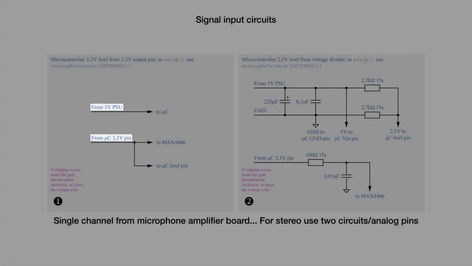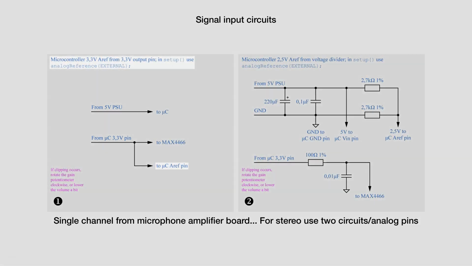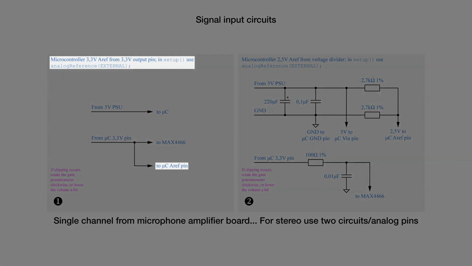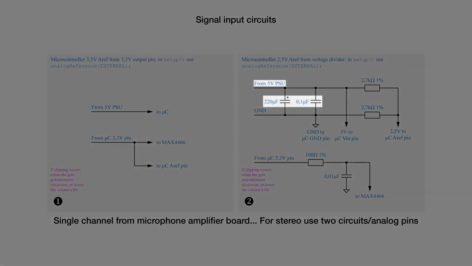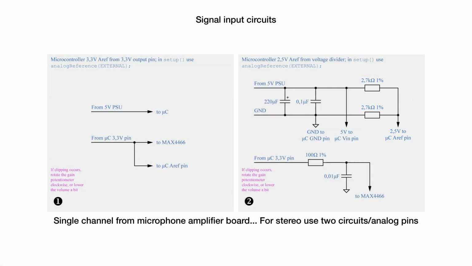3.3V output. We also wire the output to the analog reference pin and set AREF to external before the first analog read instruction. In the improved setup, we filter the PSU's 5V output to the microcontroller with two capacitors. We use two low-tolerance resistors as a voltage divider for a lower analog reference voltage of 2.5. You can also search for two identical regular resistors with a DMM.